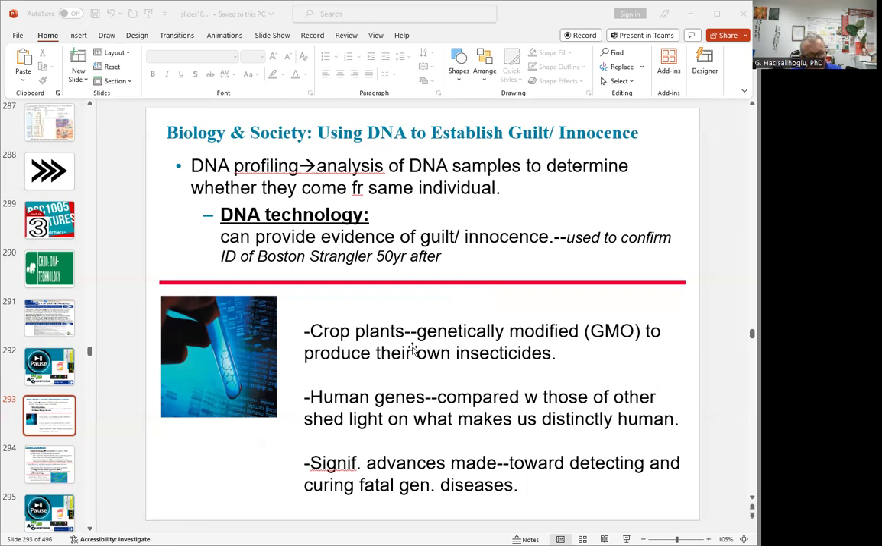So cells of the individual people have a unique DNA, except identical twins. So based on this theory, we can use DNA technology and profiling technique to establish guilt or innocence, compare control with crime scene and suspect number one, suspect number two, suspect number three, and then see DNA match, right? So another area is genetic engineering in plants, crop plants.